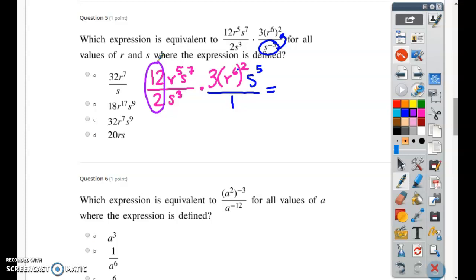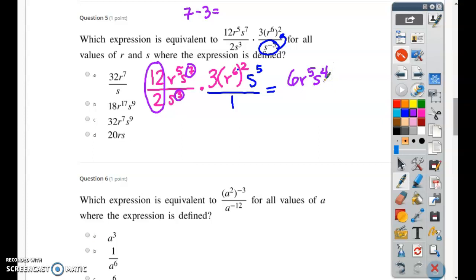12 divided by 2 is 6. So now I just have a 6 here. If I subtract these two, the s, 7 minus 3 is what? 4. So my s, I'm going to leave this there because there's nothing to do. So that's r to the 5th power. And then this one was s to the 4th power.